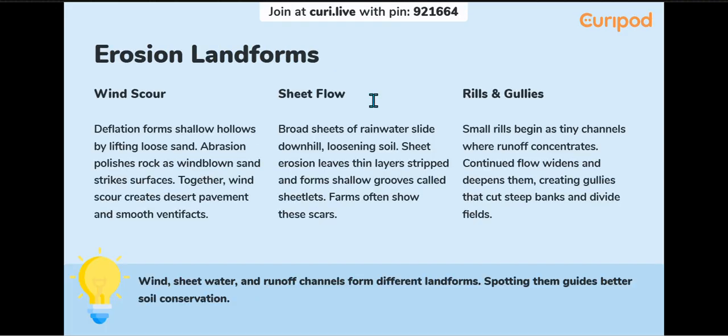So, erosion landforms. I'll give you a couple of minutes to read that over, and I'll also read it out. Wind scour: deflation forms shallow hollows by lifting loose sand. Abrasion polishes rock as wind-blown sand strikes surfaces. Together, wind scour creates desert pavement and ventifacts. Wind, sheet water, and runoff channels form different landforms. Spotting them guides better soil conservation.